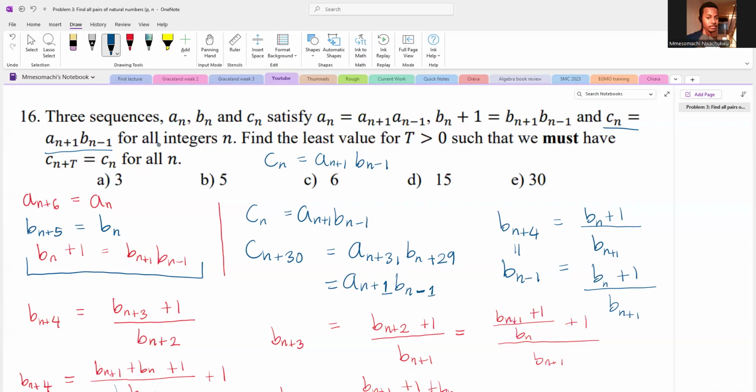So it has to be the LCM of the periods of the two sequences, and that is option E, 30.